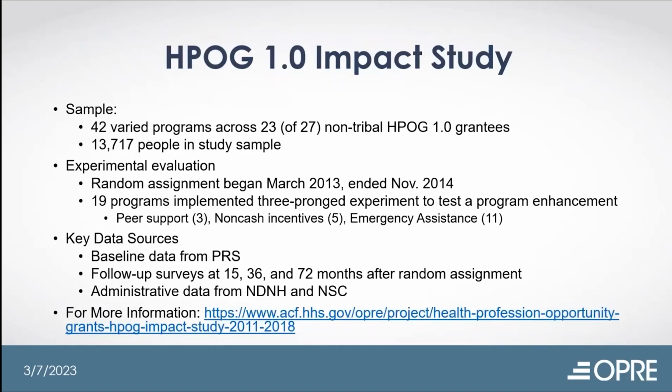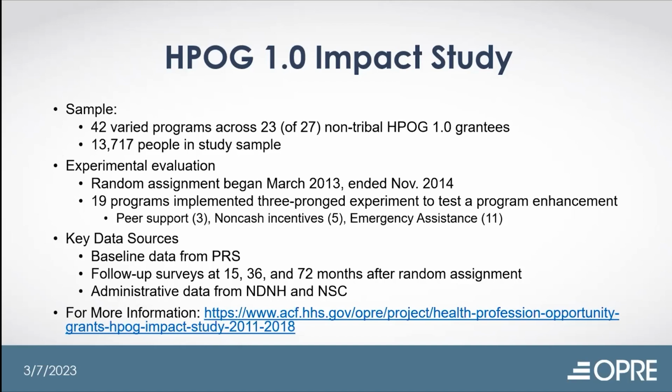So also, we have data from the impact study of HPOG 1.0. So this included 23 of the 27 non-tribal HPOG 1.0 grantees. Those grantees operated 42 distinct programs. There are just under 14,000 people in the study sample. It was an experimental evaluation. Random assignment began in March of 2013 and ended in November of 2014, which is why it's only a subset. The programs were already operating before we started random assignment.